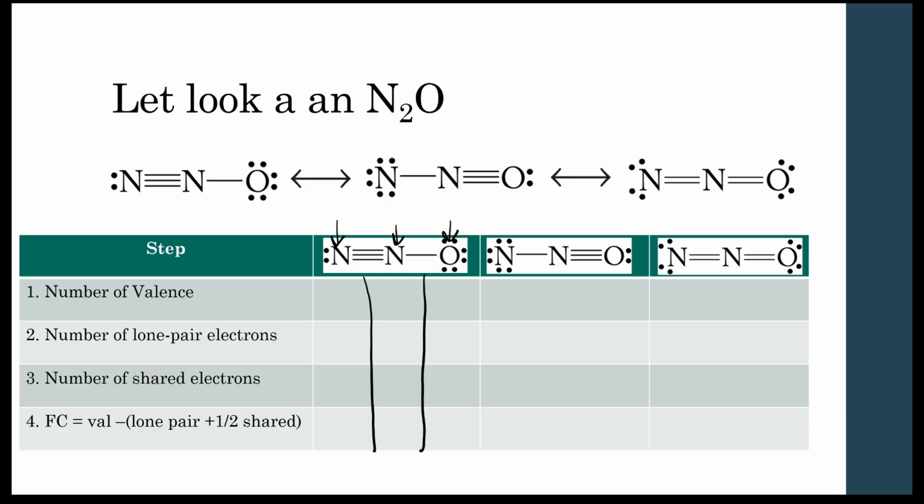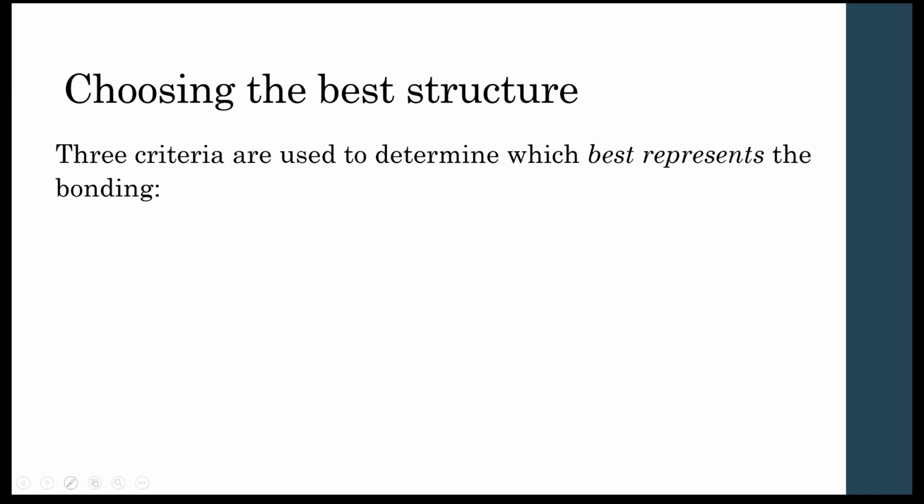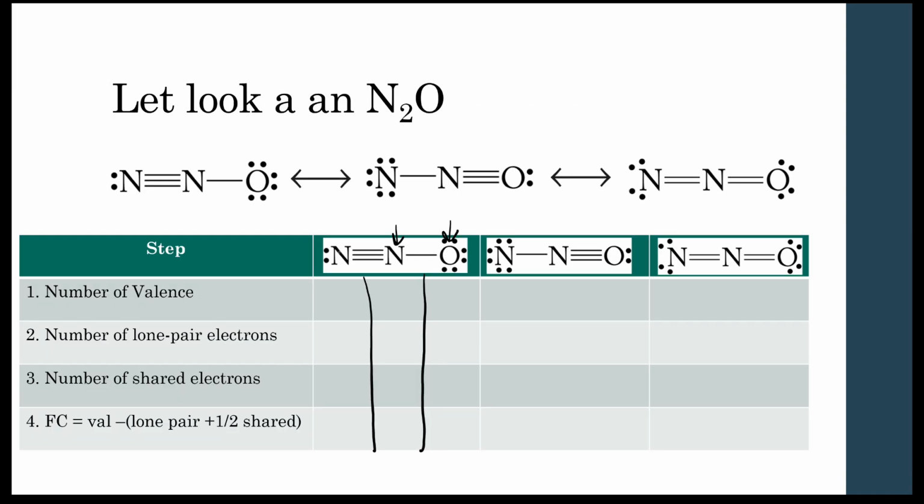So let's start with this first nitrogen. The number of valence electrons that nitrogen brings would be 5. The number of lone pairs on this particular nitrogen, he's got 2. So number of lone pair electrons, 2 electrons. And then number of shared electrons. So he's sharing a lot. He's sharing 2, 4, 6. So he's sharing 6. And then eventually we're going to take 1/2 of that. That's going to go into our formula.